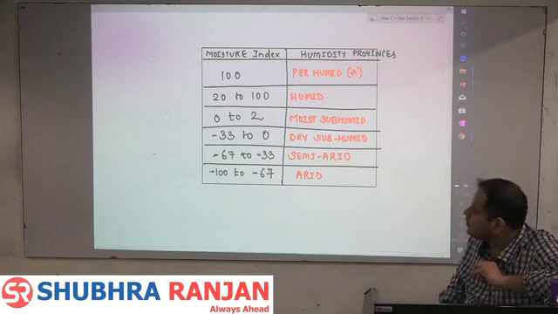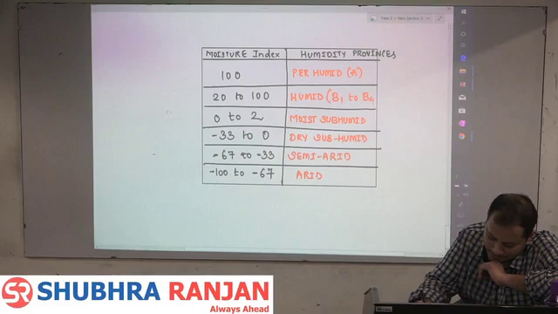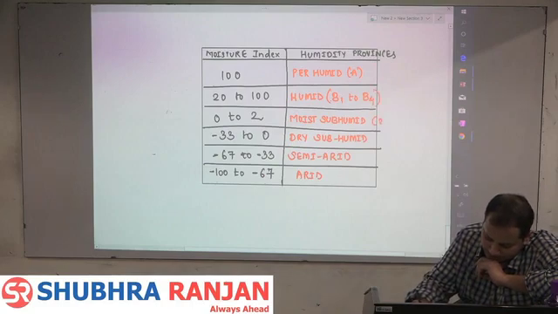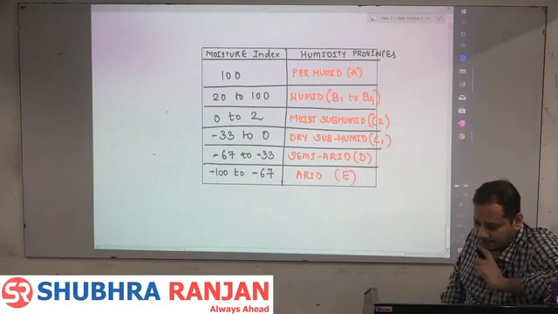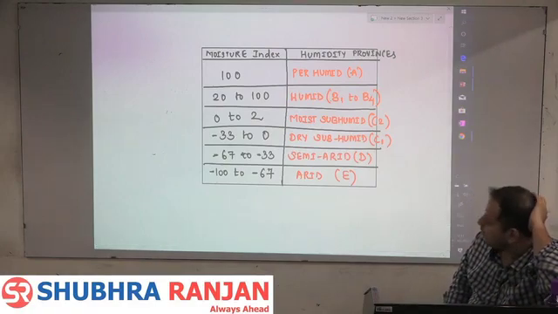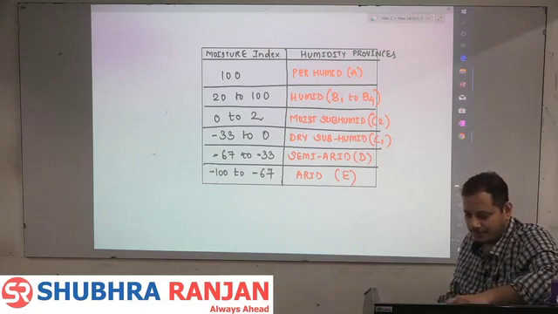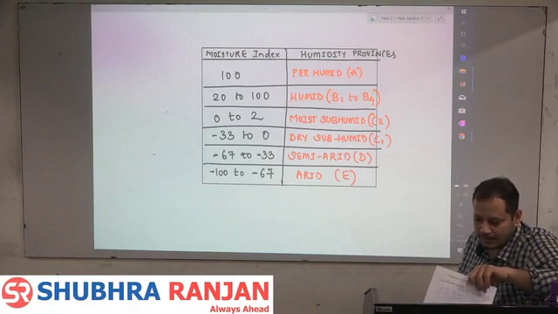And arid. How many moisture provinces are there? 9. How 9? A, B1 to B4, C2, C1, T, E. D and E.